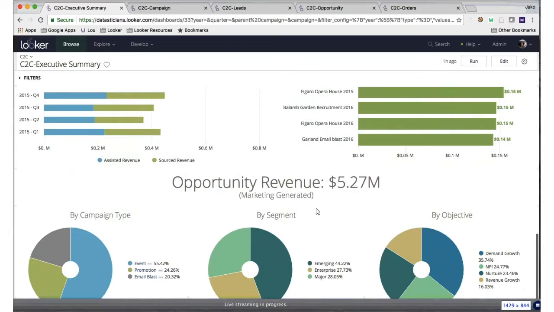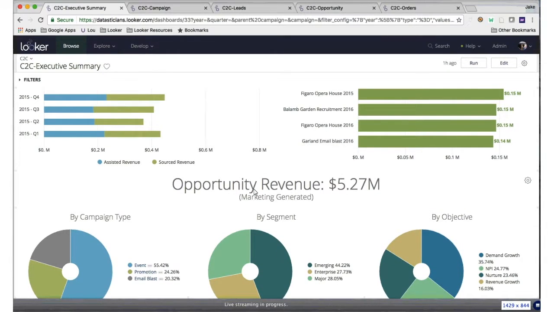And then at the bottom, we're looking at different opportunity revenues broken up in different ways. So the same number, 5.3 million almost, broken out by campaign type. Although those event campaigns are costing a lot of money, we're getting a lot of opportunity revenue out of it. By segment, we can see, are we looking at our enterprise, major opportunities or emerging opportunities? Or by objective, what are we trying to do with this campaign? So it's important to be able to split those same metrics up in many ways.